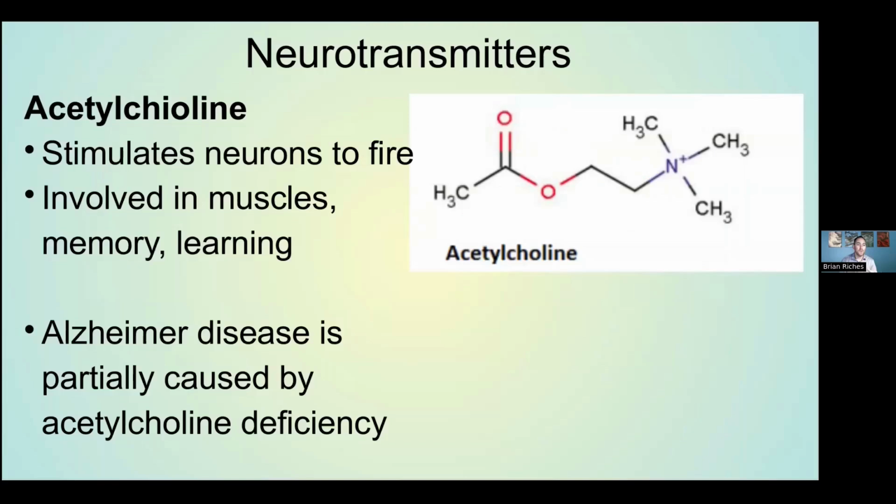But this neurotransmitter does that excitatory thing. It tells muscles to fire, or not muscles. It can be involved in muscles, but it tells neurons to fire. It's exciting responses. So Alzheimer's disease is partially caused by acetylcholine deficiency. So that's part of it, that you're not getting neurons to fire that should be firing for, say, a memory. But also Alzheimer's does kill neurons over time too.